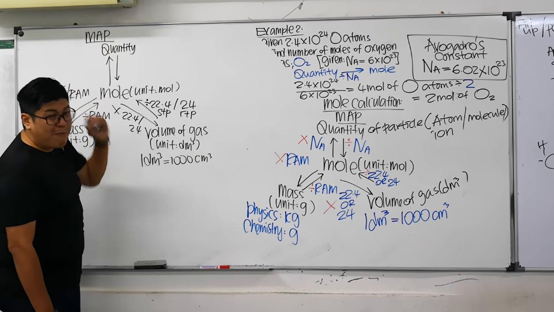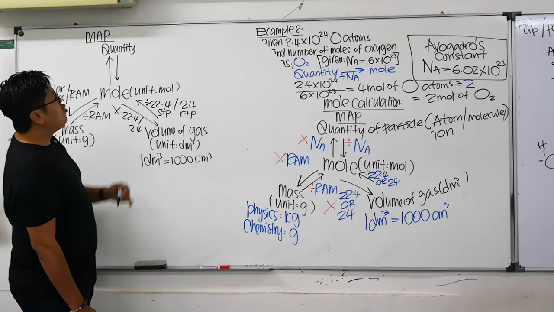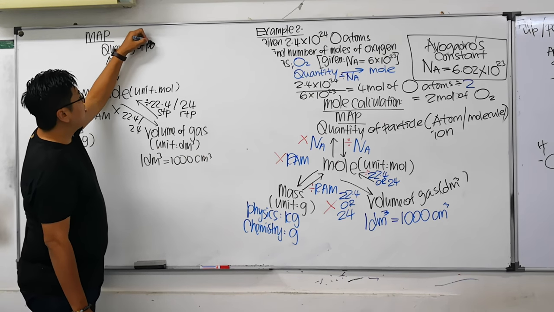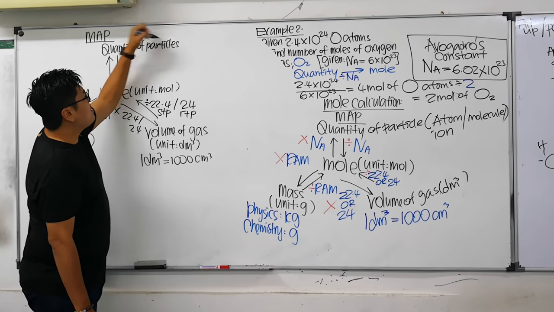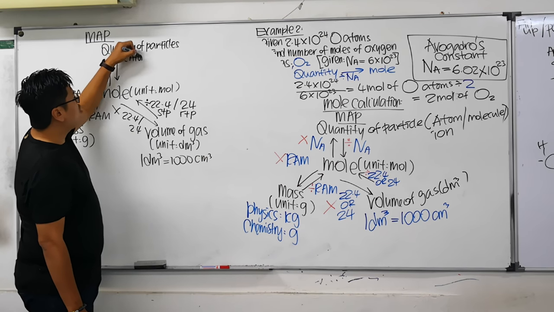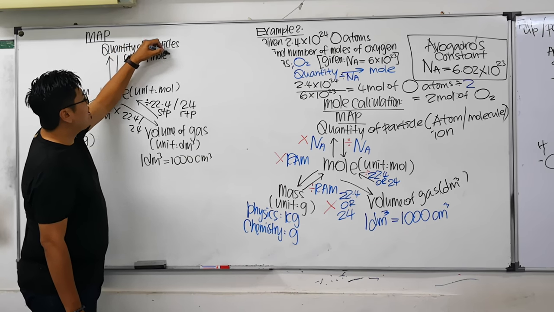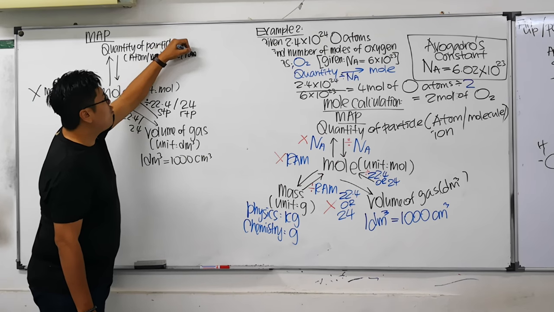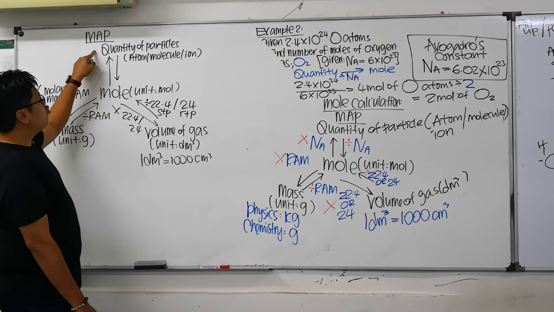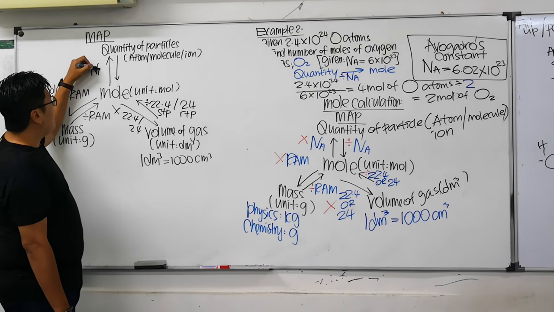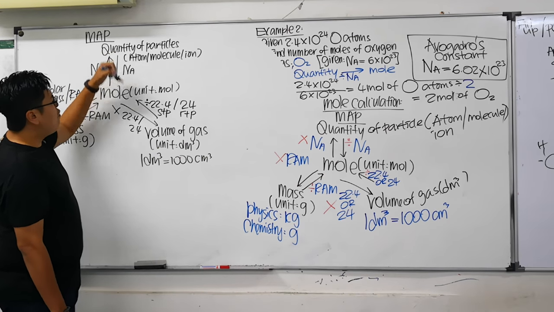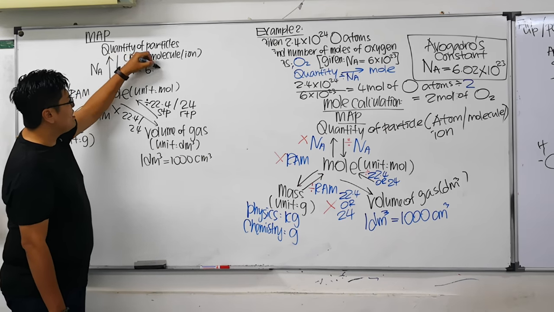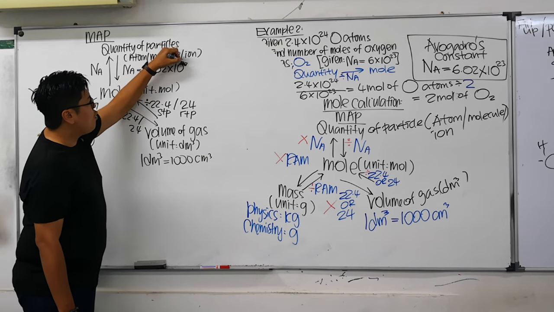Quantity is also called amount. When you count the amount, you are counting the amount of particles. Quantity of particles can refer to how many atoms we have, how many molecules we have, and how many ions we have. When we want to change mole to quantity, we use the Avogadro constant. The Avogadro constant is about 6.02 times 10 power 23.